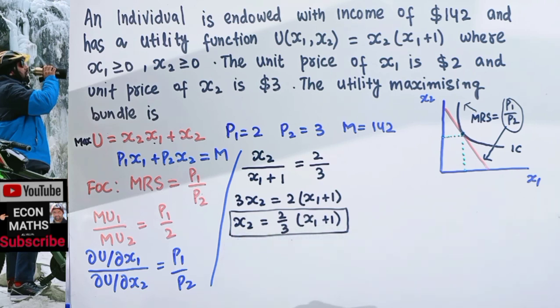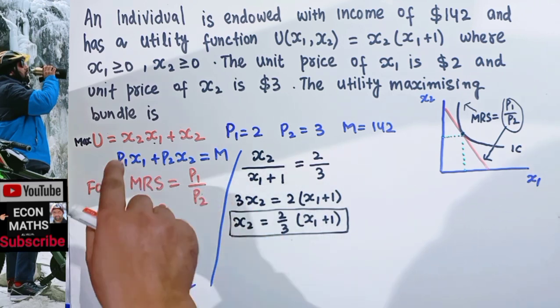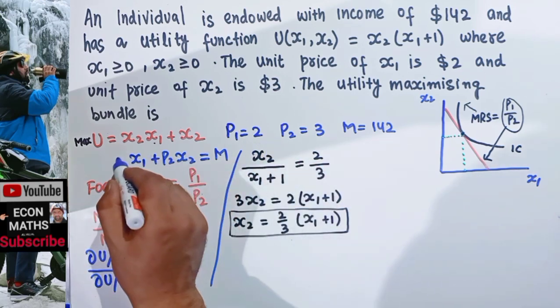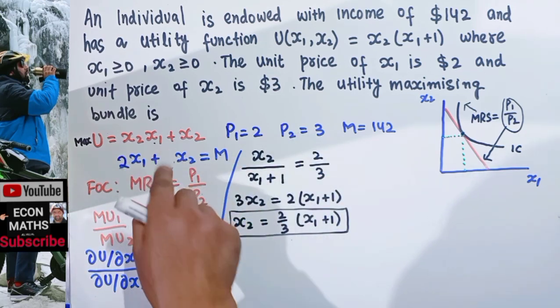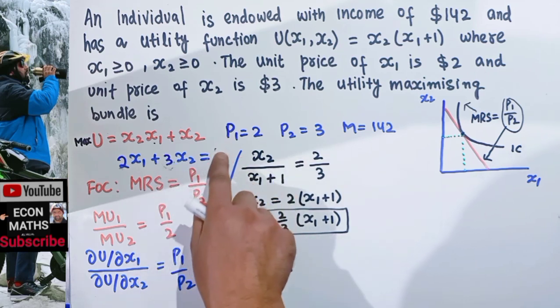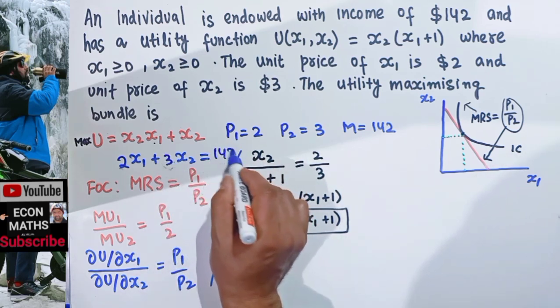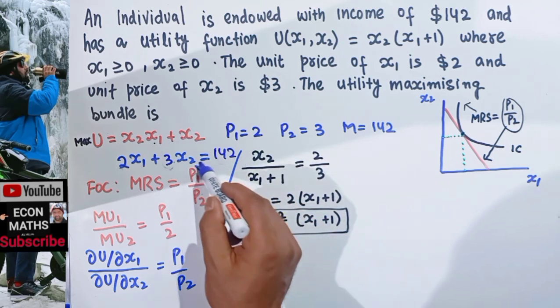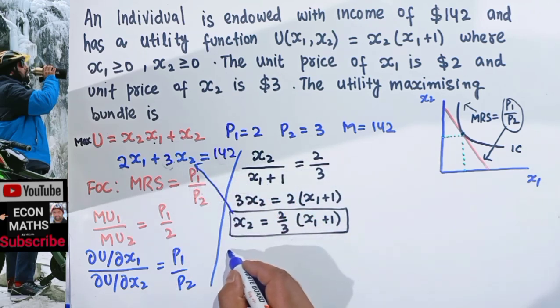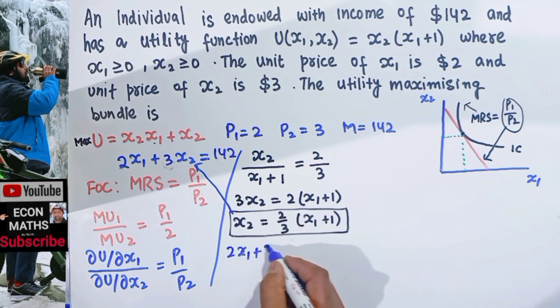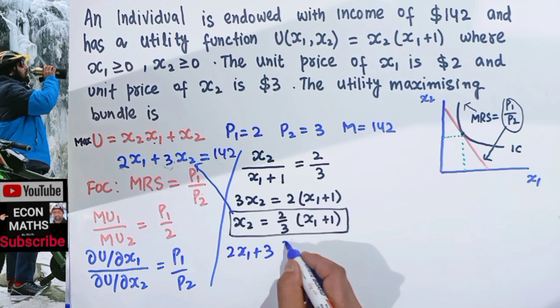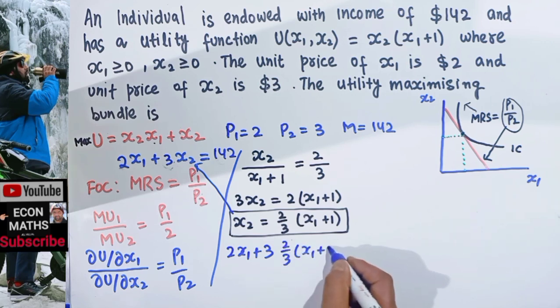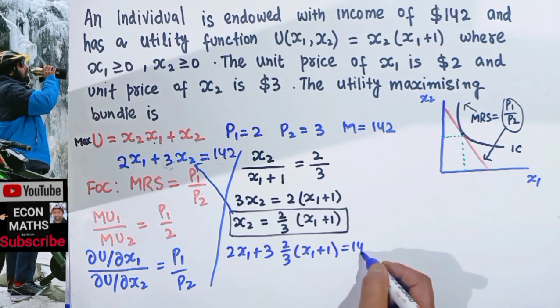And where is our budget constraint? I have not constructed the budget constraint. Let me construct it. Okay, so budget constraint is P1 x1 plus P2 x2 equal to income. P1 is 2, P2 is 3, and income is 142. So that is our budget constraint. So in place of x2 we write this expression, that means 2x1 plus 3 times the value of x2, 2 upon 3 times x1 plus 1, should be equal to 142.